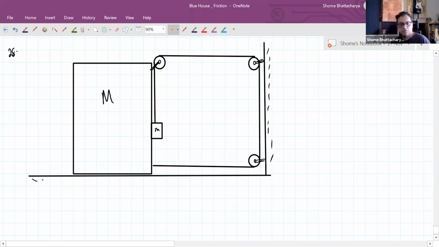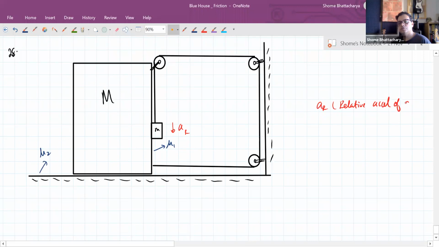Okay, so we have this situation. Now the coefficient of friction between the two blocks is mu1, so this is mu1, and the coefficient of friction between the block and the floor is mu2. So what will happen is this will tend to accelerate down, but this is the relative acceleration of small m with respect to capital M. Because remember, capital M is now going to start moving with acceleration a like this.